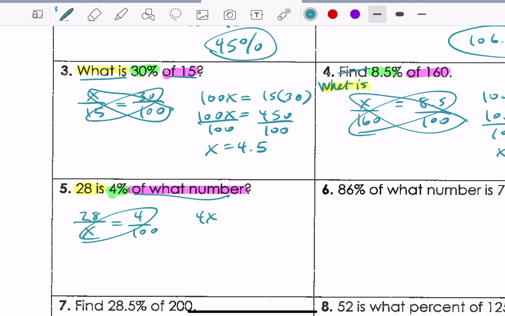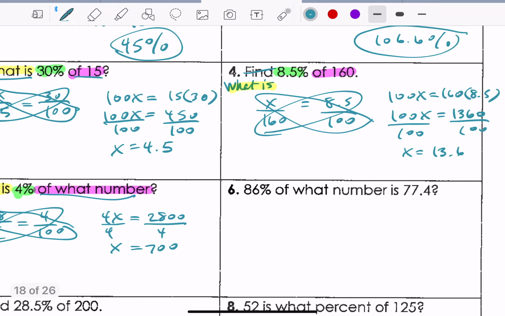When I solve this, 4x equals 2800. Divide both sides by 4. I get x is 700. So 28 is 4% of 700.